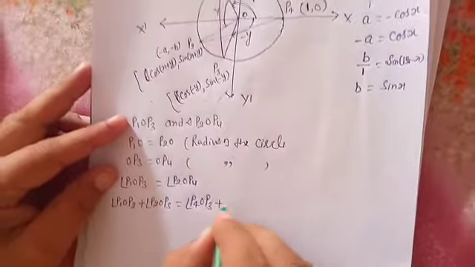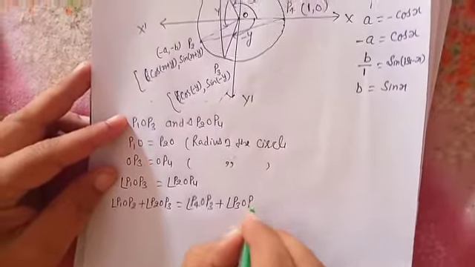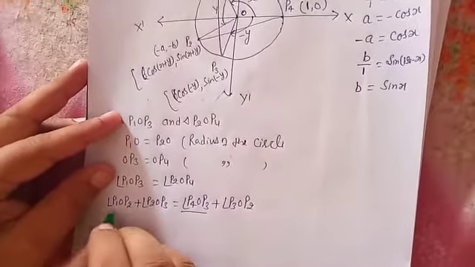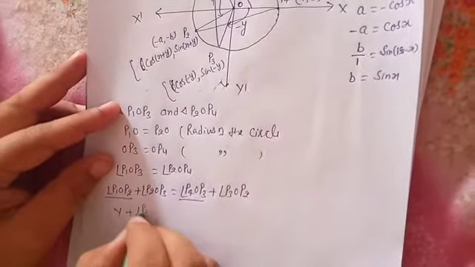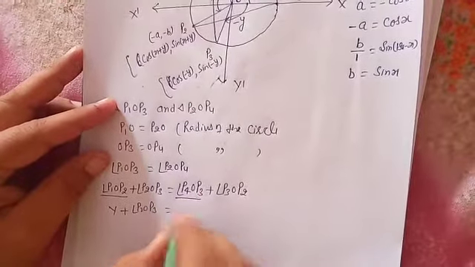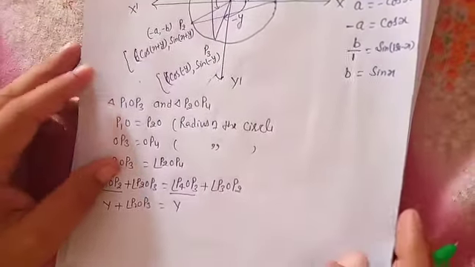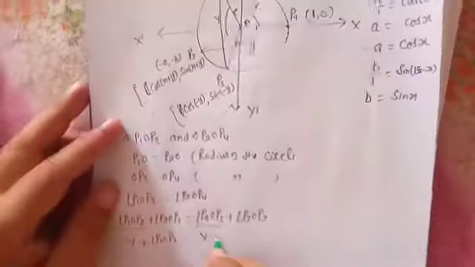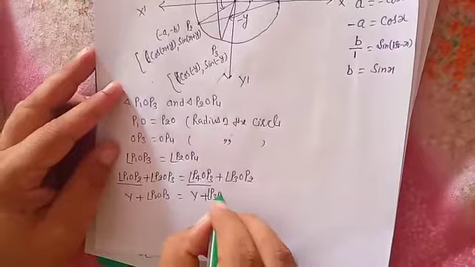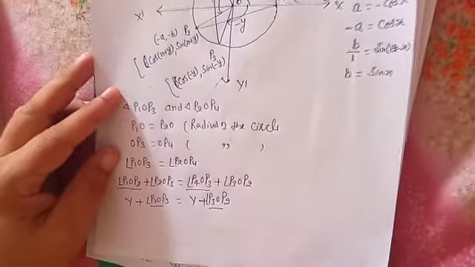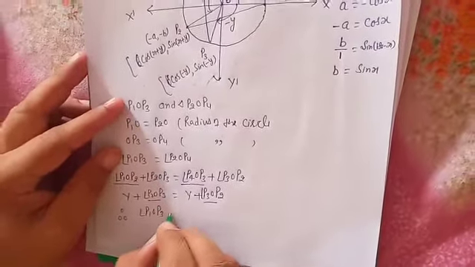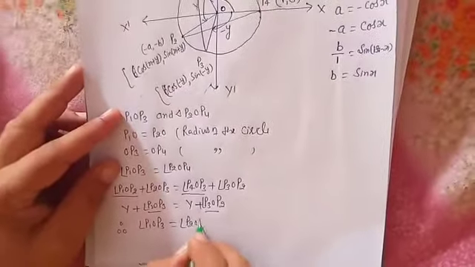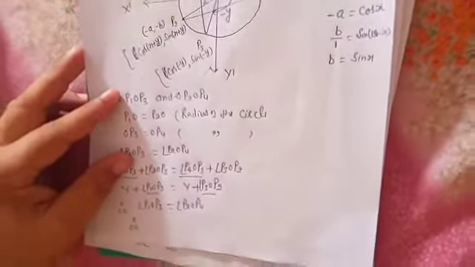Angle P4OP3 plus angle P3OP2 is equal to y degree. Angle P2OP3 is also y, in the opposite direction but with the same magnitude, so it is equal to angle P3OP2. Therefore, easily you can say angle P1OP3 is equal to angle P2OP4. Therefore, by which criteria of congruency? SAS.